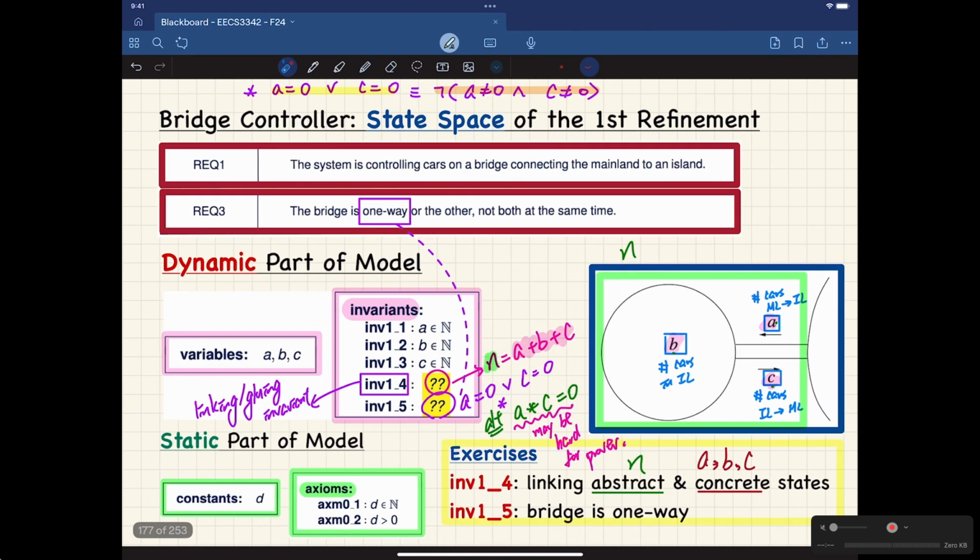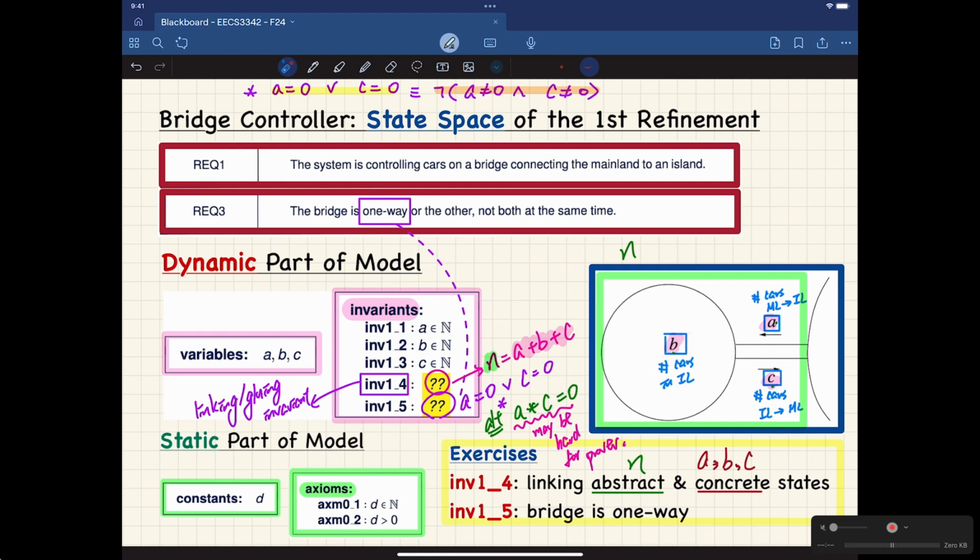Okay, and we talk about the states of the first refinement. We got A, B, and C, right? You can think about A here as the traffic flow from the mainland into the island. On the other hand, we got C here, which will be the traffic flow from the island into the mainland. Of course, A and C cannot be larger than 0 at the same time. Otherwise, it's not one way anymore. And we got B here, which will be the number of cars on the island.